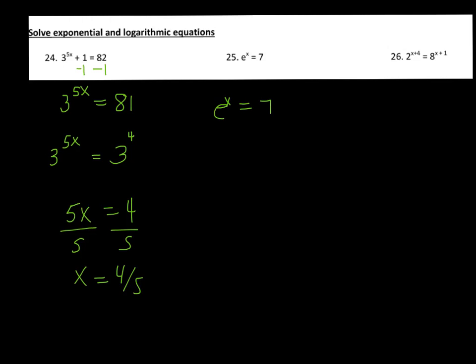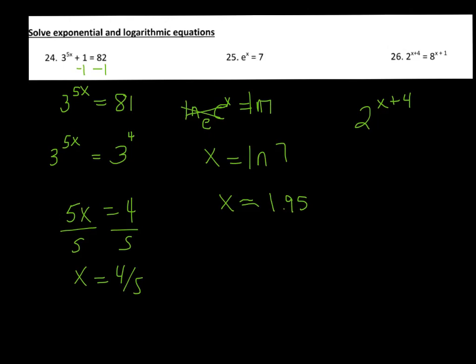Now this one, there's no way that I can rewrite 7 to have base e. And so I'm just going to take the natural log on both sides. And what that's going to do is, because this is base e, and we have that rule that the logarithm of base e to the x equals x, this basically cancels itself out, then x equals the natural log of 7, which means x is 1.95 approximately.